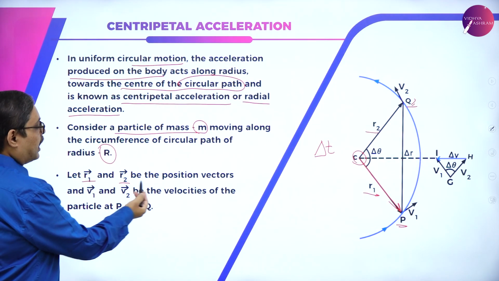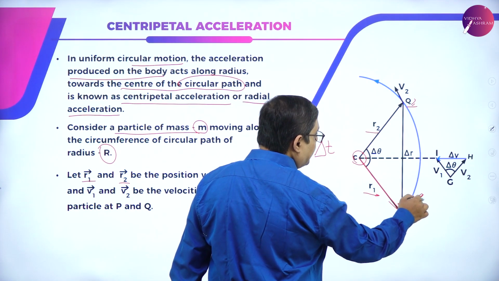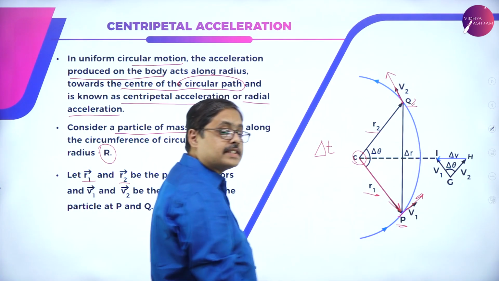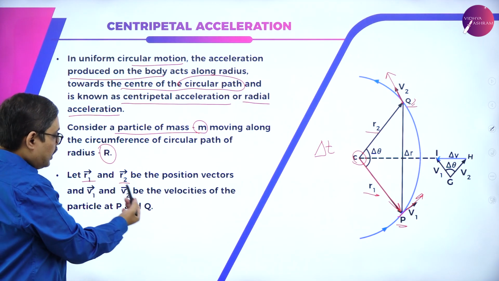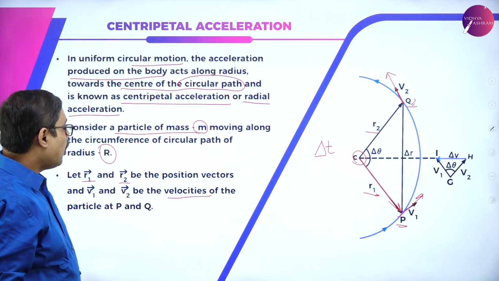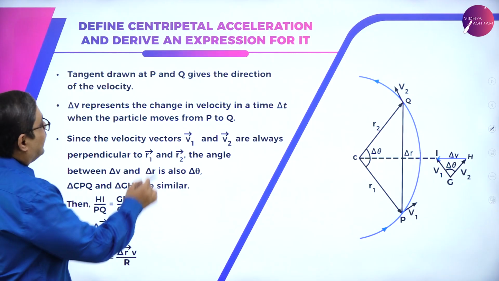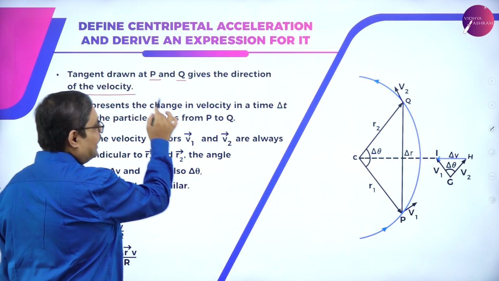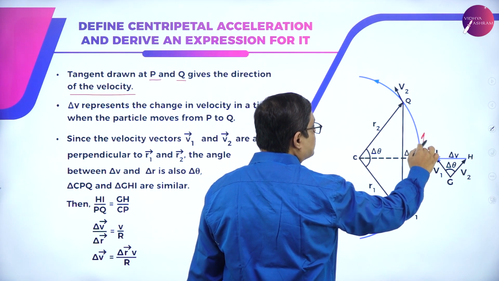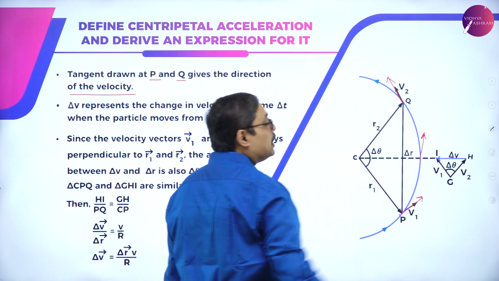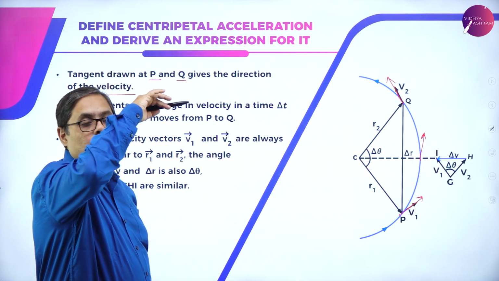If you draw a tangent to this circle at positions P and Q respectively, you will get the velocity vectors v1 and v2. So let r1 and r2 be the position vectors, and v1 and v2 be the velocity vectors of the particle at the positions P and Q respectively. If you draw a tangent to the circle, you will understand the direction in which the velocity is acting. It keeps changing from position to position.